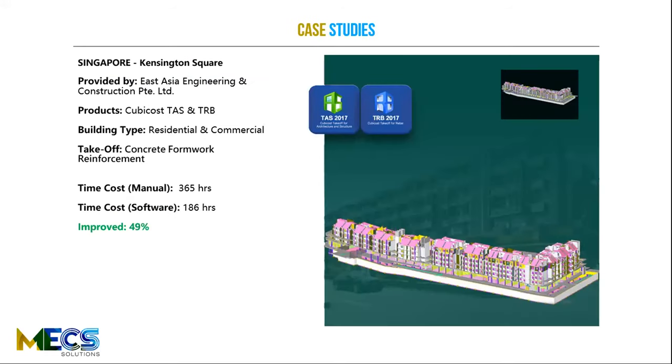These are just a few last studies here. What we did here, we basically challenged construction professionals to a takeoff challenge. We said, okay, for instance, we will use our software to do this project while you can do it as well, and let's see who does a quicker job and a better job. So for this project using TAS and TRB, it took our team only 186 hours while it took the contractor 365 hours, which is a 49% improvement for us.